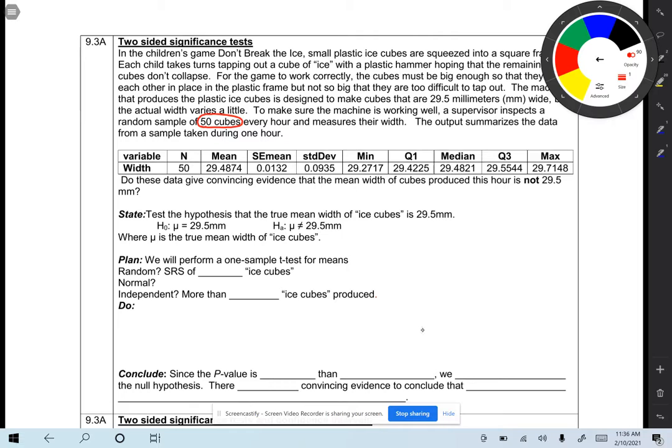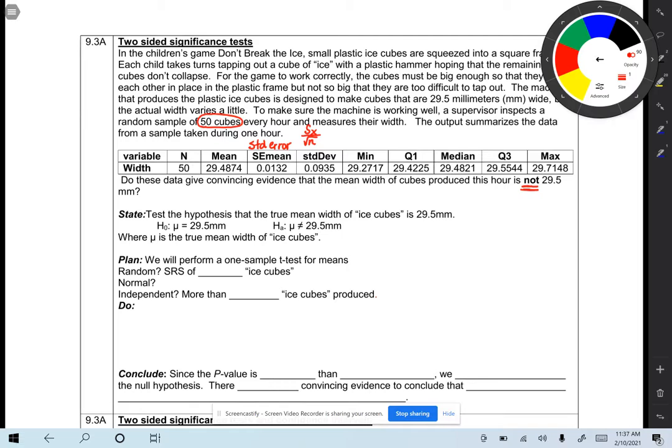Here, the standard error of the mean is just the standard error. What that is, it takes the sample standard deviation and divides it by the square root of the sample size. So it gives us the denominator for our t statistic. So that's great, and we don't have to calculate it. It's already given to us, so that makes it a lot easier. Do these data give convincing evidence that the mean width of cubes produced this hour is not, so here's the key word, not 29.5? Doesn't say greater than, doesn't say less than, it says not.